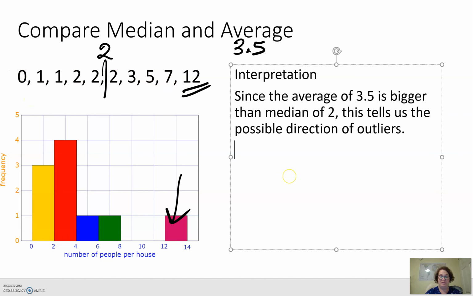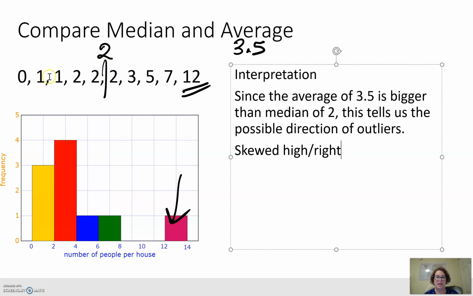This is another way of saying we have data that is skewed high, or I like to say towards the right, both of those directions, right? This is the right side of the graph. There's only a few houses that have this many people in them. Skew is the direction of few. So anytime that we compare our measures of center and they're different, we can say, oh, the average has been pulled away from the median.